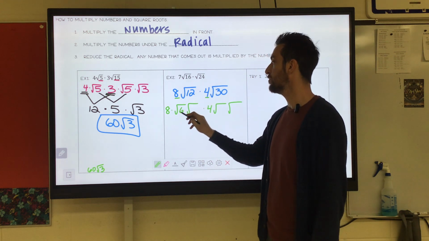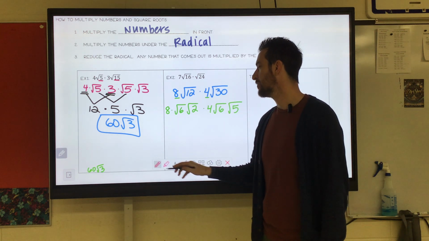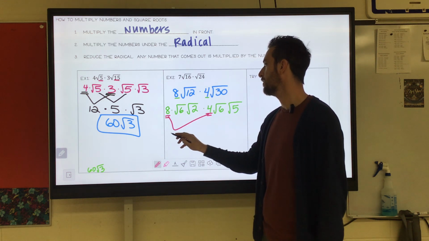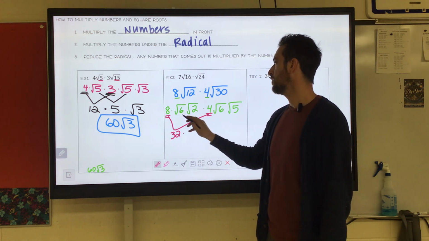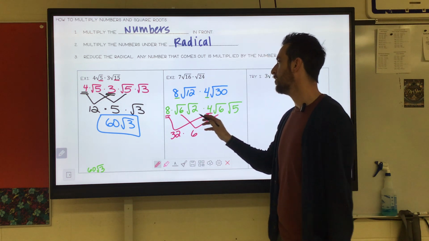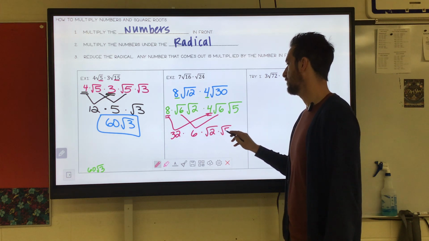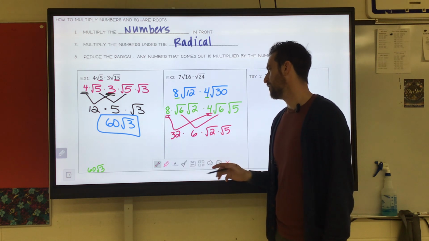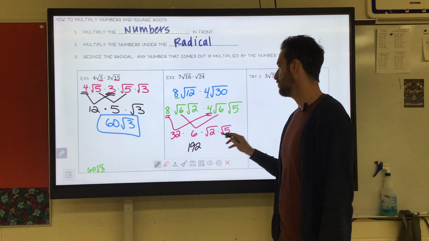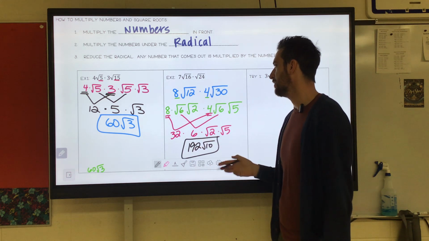12 is 6 times 2. 30 is 6 times 5. And then let's try the old trick. 8 times 4, 32. Great. Root 6 times root 6 is just regular 6. And then all we have left is this root 2 and this root 5. So 32 times 6, let's see, 180, 192. And then root 2 times root 5 is root 10, and there are no more perfect squares in 10.